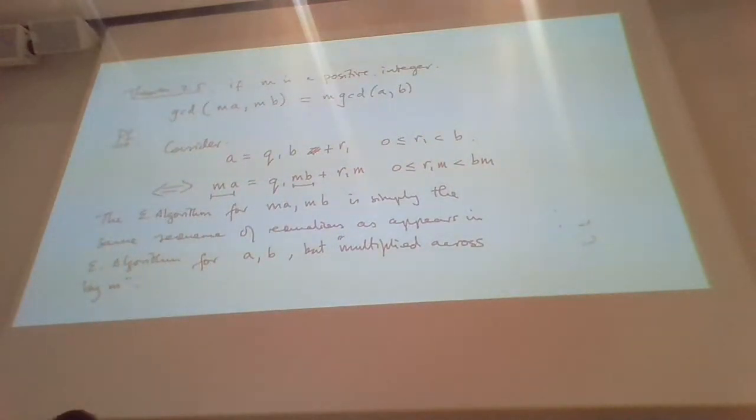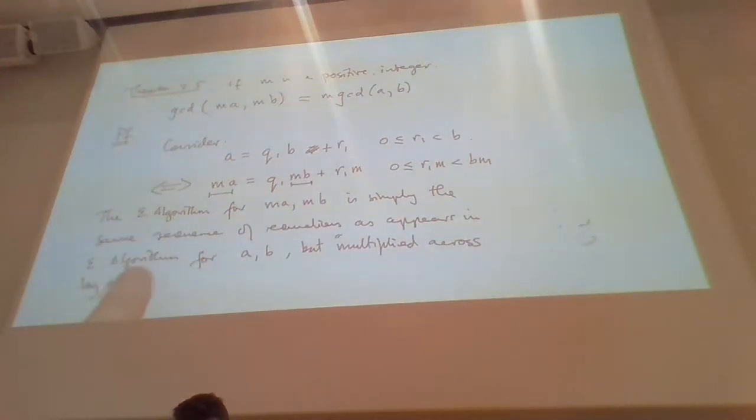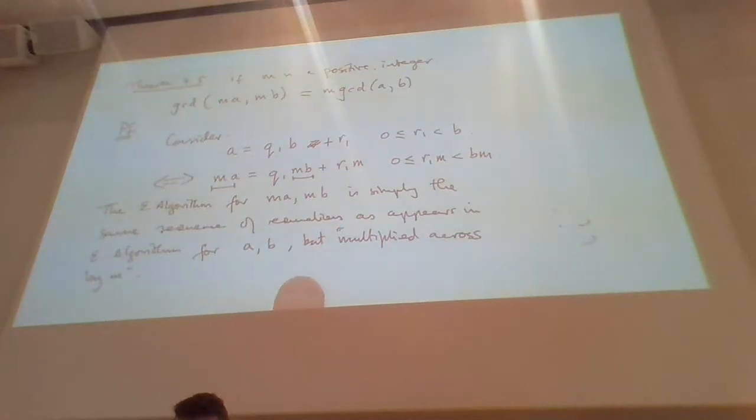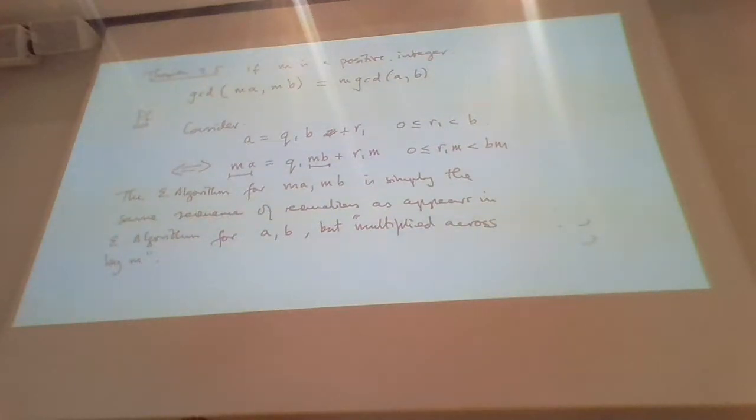So the thing that you end up with at the end, the output for GCD of A and B will be this number D, and the output for GCD of MA and MB is going to be this number D multiplied by m. Sorry, the handwriting. The Euclidean algorithm for MA and MB is simply the same sequence of equations as appears in the Euclidean algorithm for A, B, but multiplied across by m. I'll try and write better. So that's theorem 2.5.